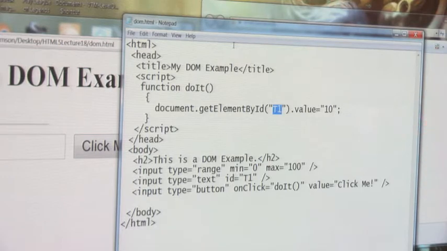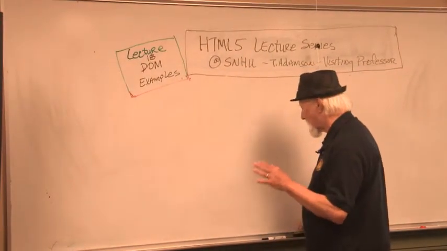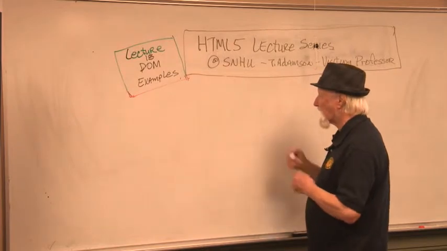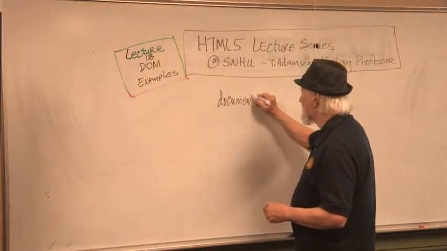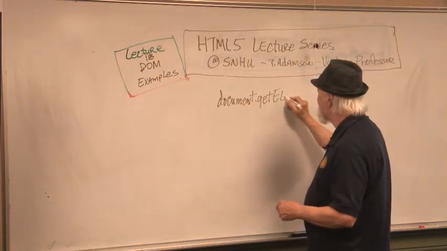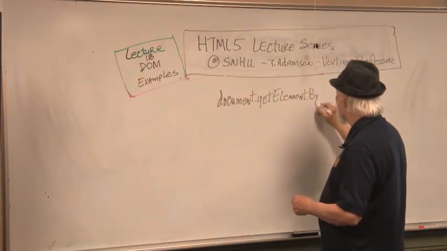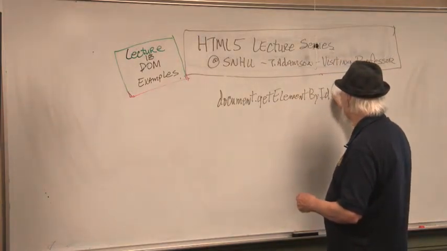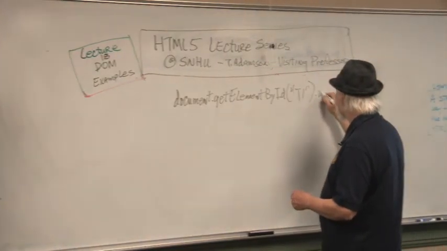And now I need to come to the board to explain what's happening with this. If you understand what looks like a little bit confusing and we make some sense out of it, then the document object model isn't that bad. What I've got is document, lowercase get, uppercase E, uppercase B, lowercase y, uppercase I, lowercase d. And then this particular one, I had T1 for text, and then I had dot value.